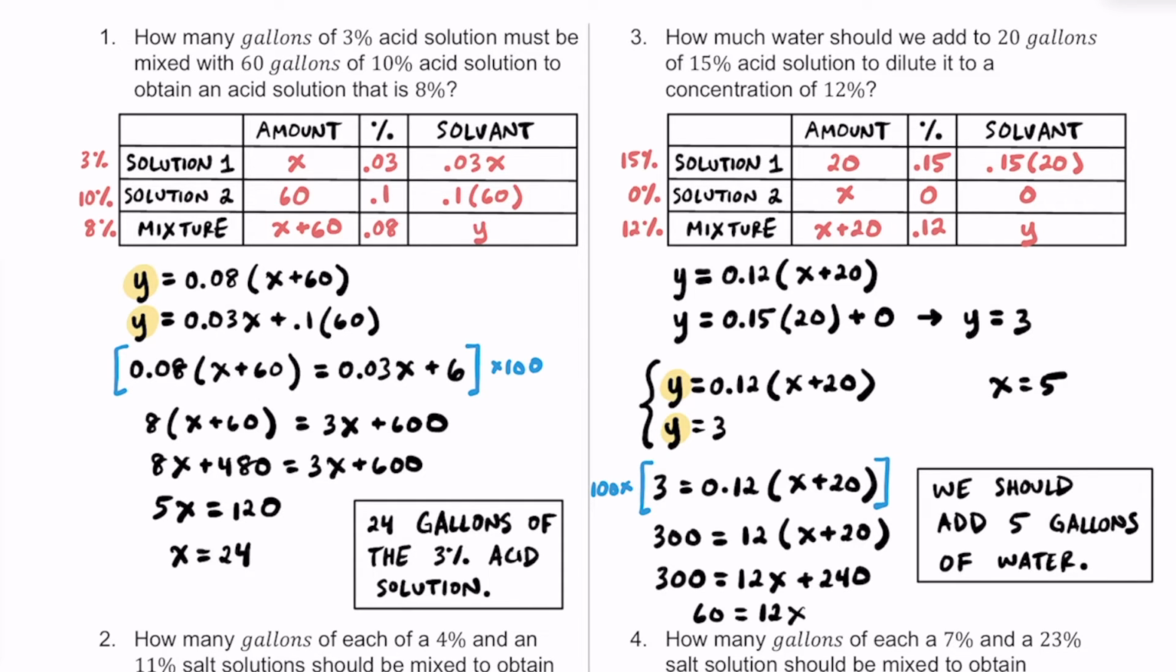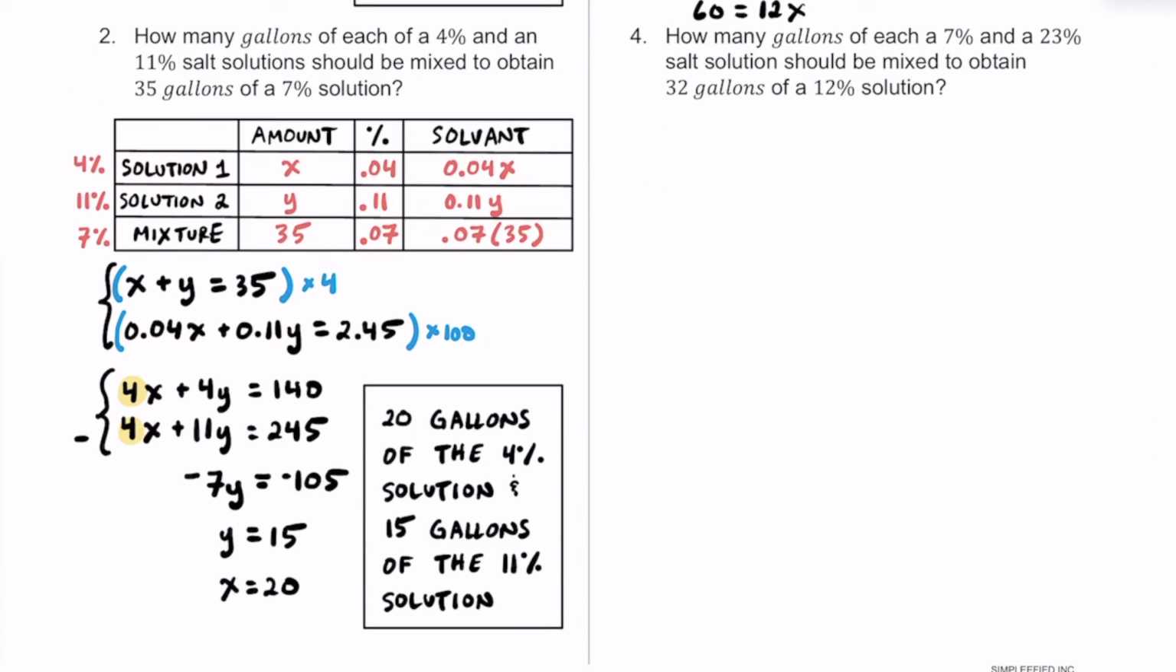All right, let's try one more practice problem together. Again, if you're getting the hang of it, feel free to pause and try this one on your own. In example 4, we have: how many gallons of each of a 7% and a 23% salt solution should be mixed to obtain 32 gallons of a 12% solution?